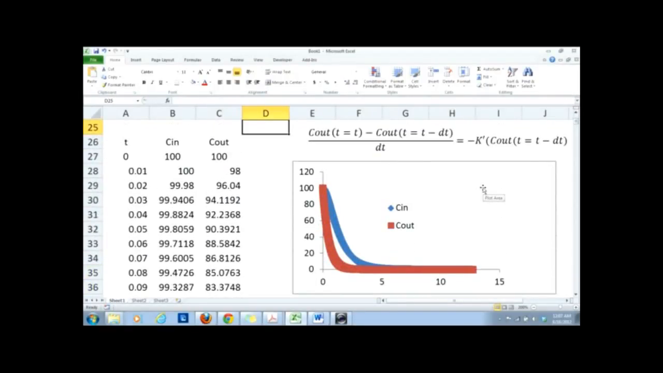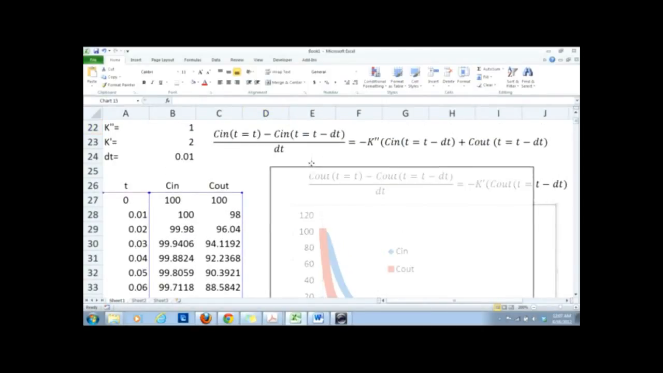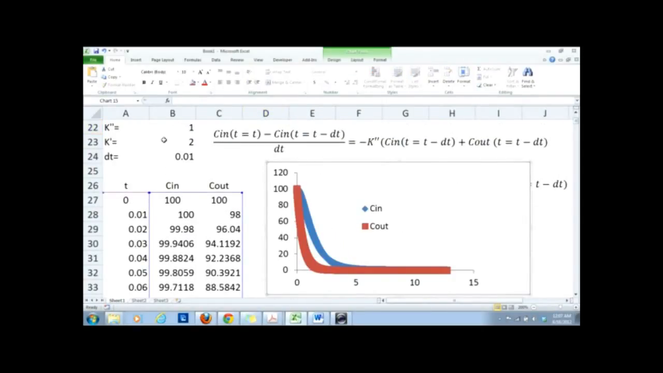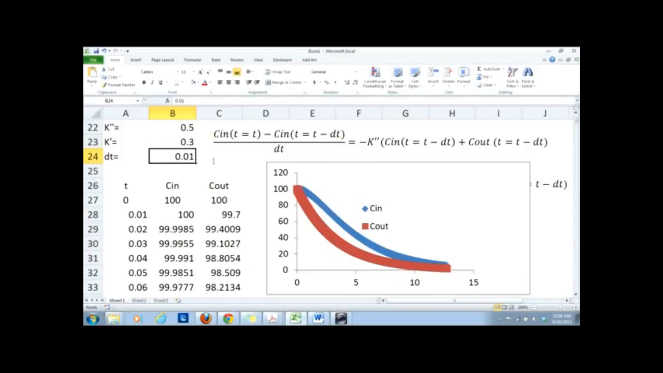However, we can vary the speed here by changing the diffusion coefficient. For example, now we have K double dash equal to 1, so if I put K double dash equal to 5, then the speed is much faster. And now if I put it slower like 0.5, then the speed is slower. It's like a dynamic model, where I can change the numbers and see the results right away. And this is a simulation.